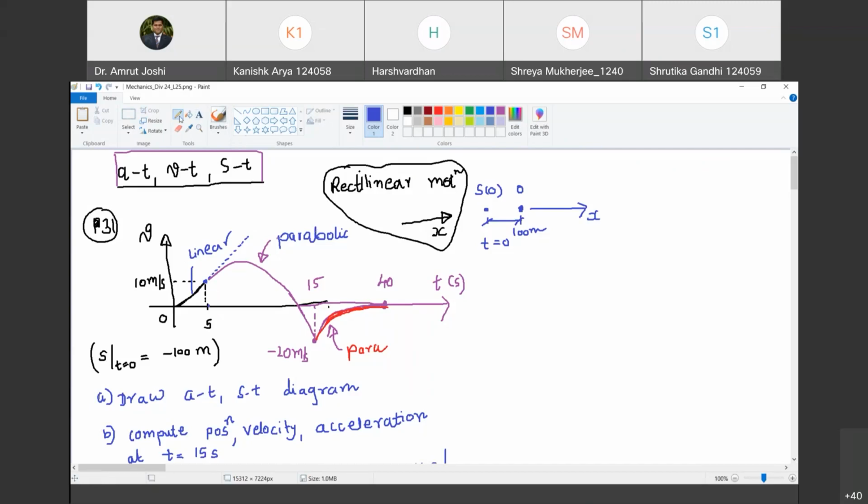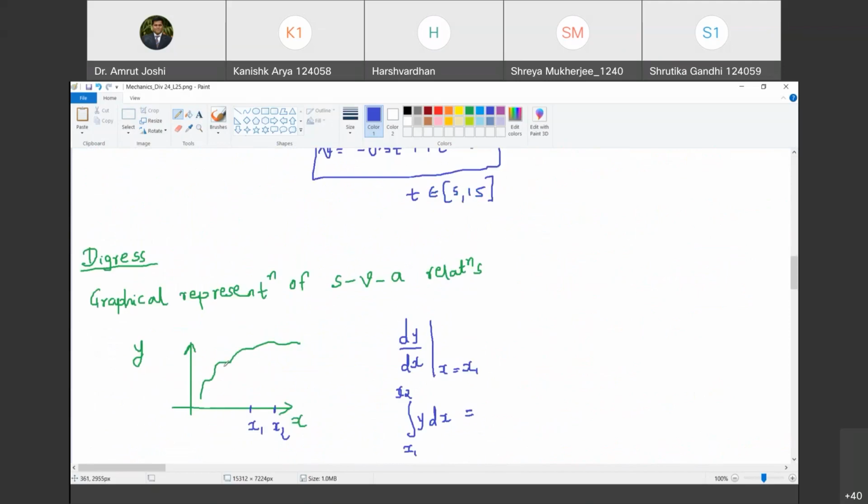So you have to understand, we will take a digression. If I have a function y as a function of x, so what is the interpretation of dy by dx at x equal to x1? So at x equal to x1, if I draw tangent to this curve, are you with me? Yes, sir. That tangent has a slope which is equal to dy by dx at x1. Do you agree with me? Yes, sir.